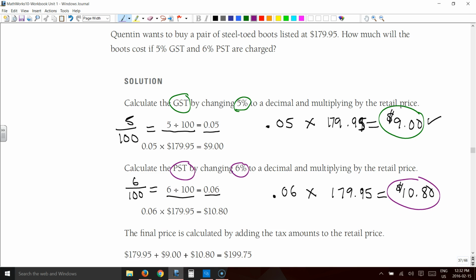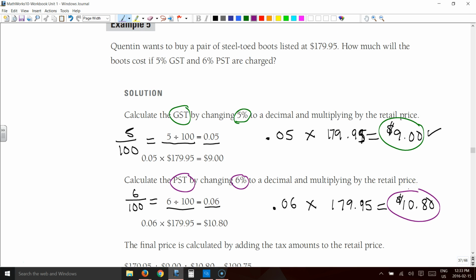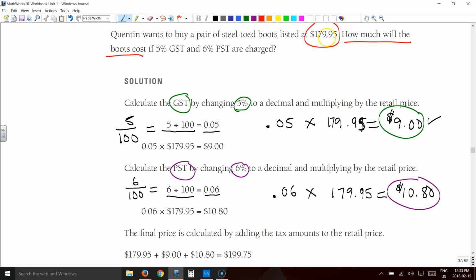Now to find our total, because if you take a look at what they're asking, they are asking how much will the boots cost? That's what they want to know. They don't cost $179. That's the price on the sticker, but you have to pay for the taxes. So let's take our $179.95 and add the taxes.